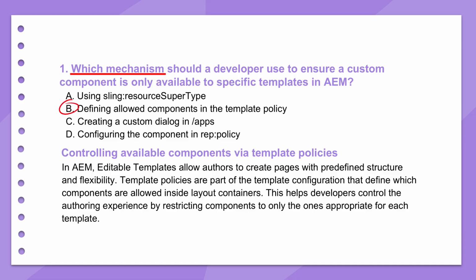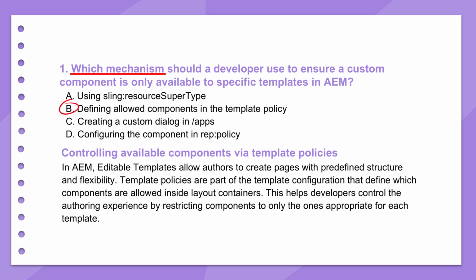Imagine a huge website, right? These policies become, well, crucial for keeping a unified look and feel. And it stops authors from accidentally breaking the design. That makes perfect sense. So it's not just locking things down, it's guiding the authors within safe boundaries. Okay, so what about the other options then? Why aren't they quite right for this?